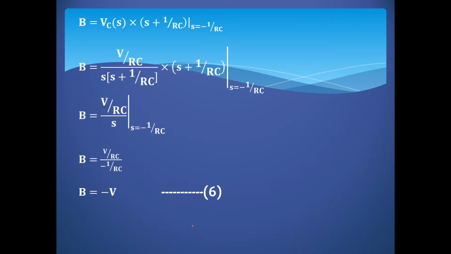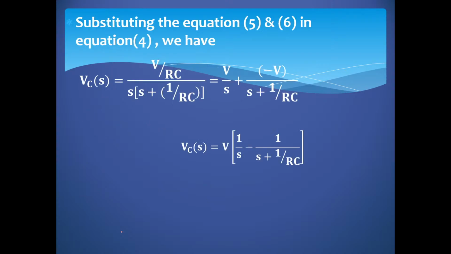So I hope you have completed B. Now substitute this B value and A value in your Vc of s equation. If you substitute them, you will get Vc of s is equal to V by s plus minus V by s plus 1 by RC. So you just take V common, you will get Vc of s is equal to V into 1 by s minus 1 by s plus 1 by RC.